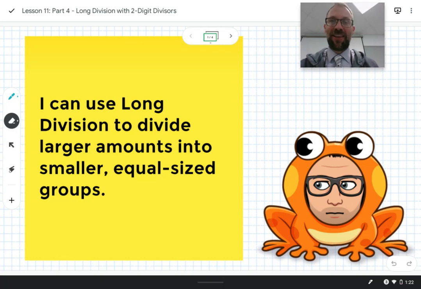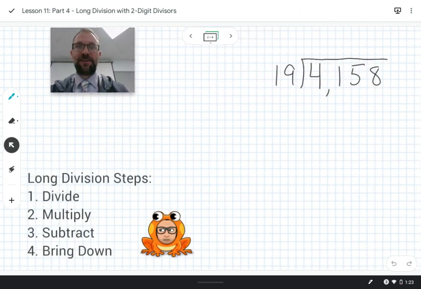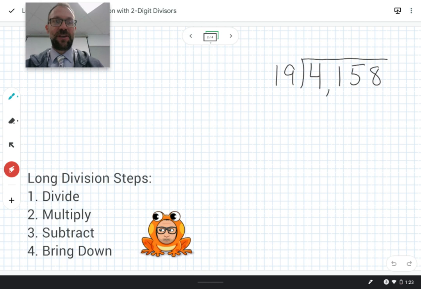Welcome to today's math lesson, wherein we continue to practice long division. Today's learning target: I can use long division to divide larger amounts into smaller equal-sized groups. The main difference in the division we do today is in the size of the divisor. Today's divisors are going to be 2 digits, and that'll change just a couple of things. What it won't change, however, are our division steps.